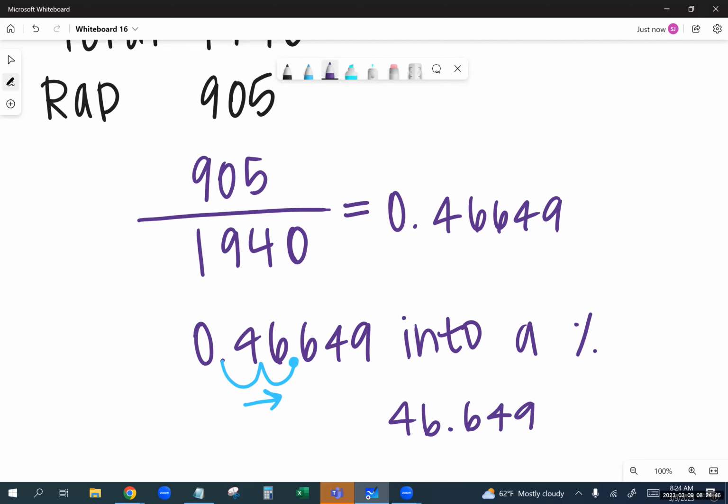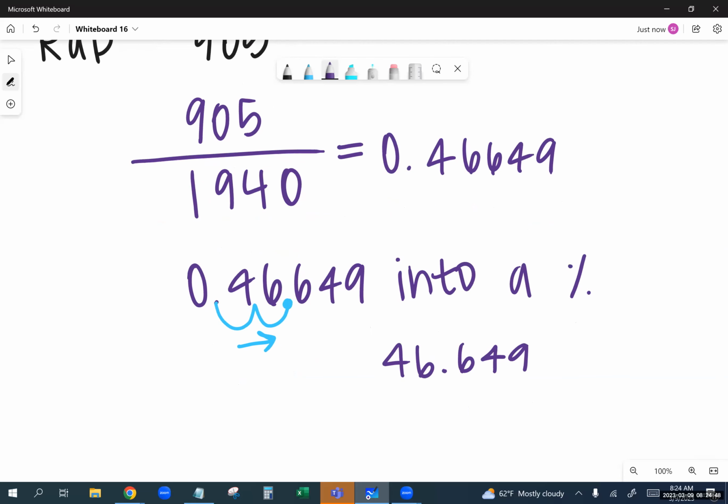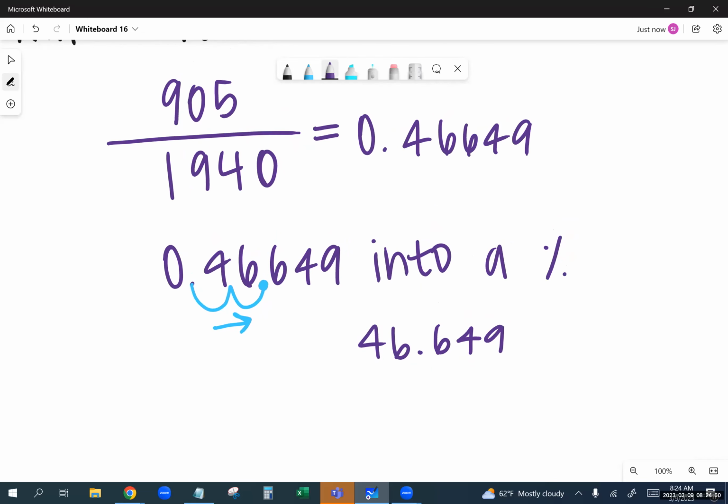46.649. We don't want to add the percent just yet, because now that I've moved my decimal and it's actually in percent form, now I can round it. It tells me to round to 1 decimal place, which would be here. I look here. The rounding results in 46.6, and now you add the percent.